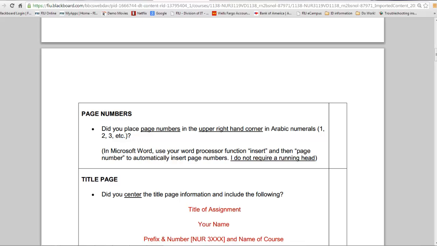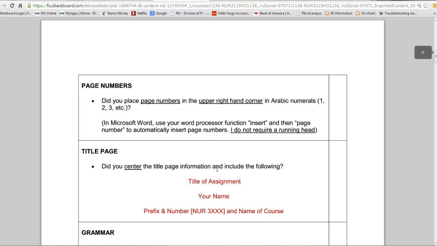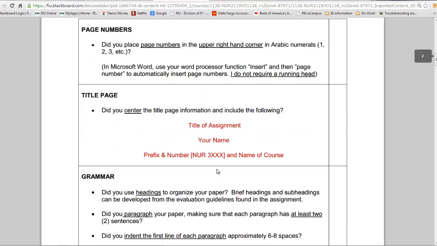Title page, please take note of the information that I require for your module papers. You only need to write the title of the assignment, your name, the prefix, which is your NUR, and the number. If it is 3119, then write 3119, and the name of the course. These are the only information that I would like to be seen in your title page.